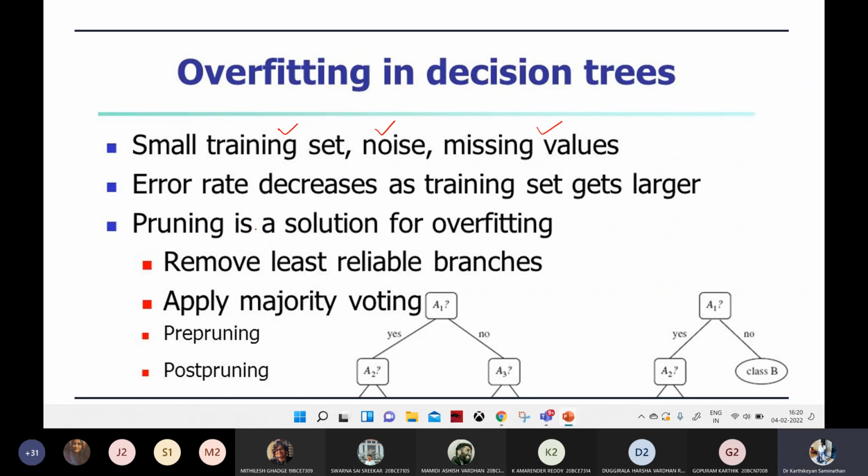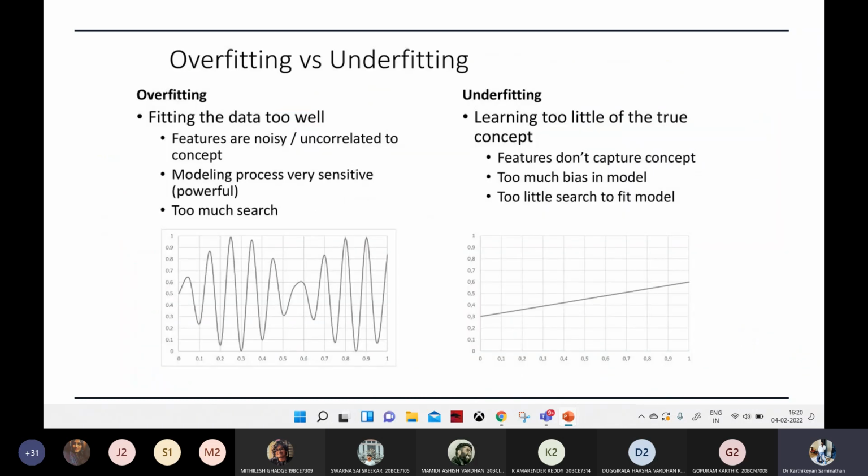In such cases, pruning is a solution for overfitting. Remove the least reliable branches, then apply majority voting techniques. Here there are two techniques: one is pre-pruning, another one is post-pruning. So if you want to remove the unwanted branches, this is how overfitting is handled.